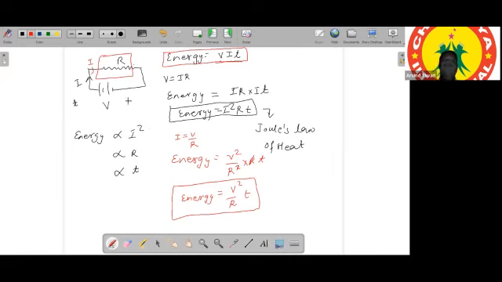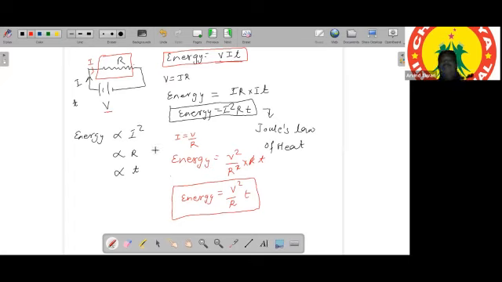Now suppose you change the battery. In most of the cases, we do not change the battery. We keep the battery the same, right? So if the battery is the same, your V is constant. And if V is constant and you change the resistance, the current will change. So in that case, you will be using the formula V squared by R into T.